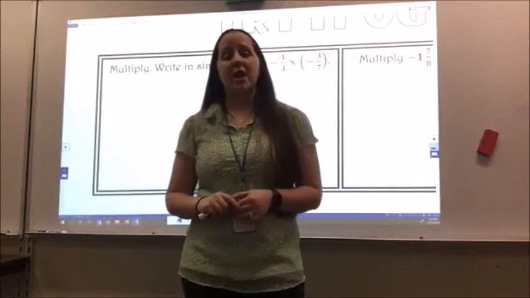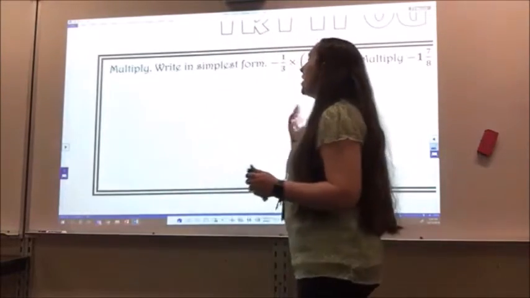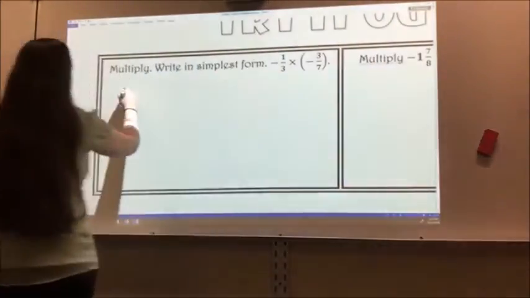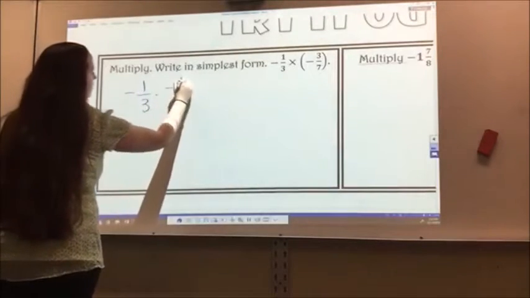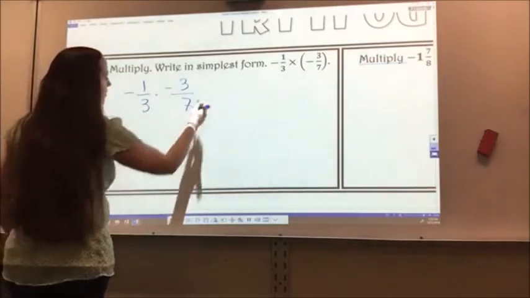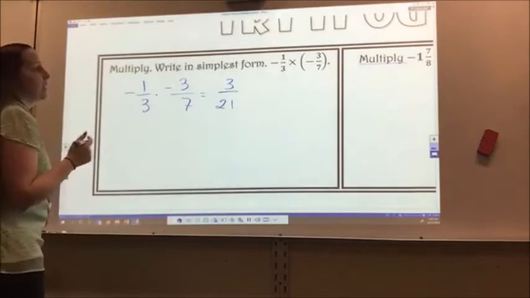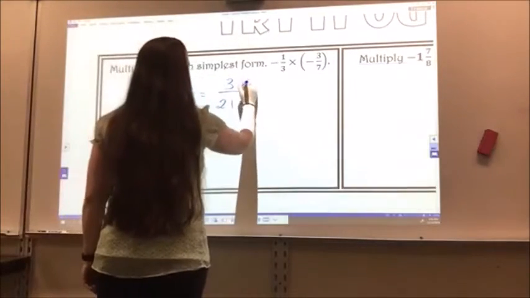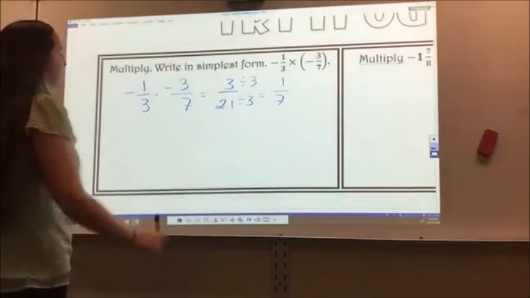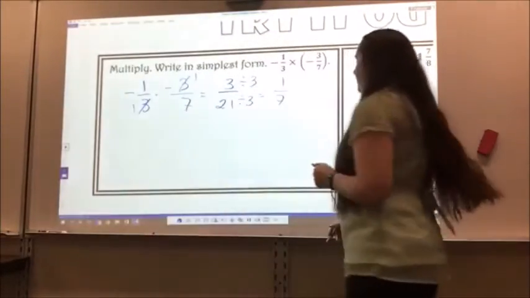Alright, now that you've had a chance to try out the try problems, let's go over the answers together. So the first question I have says multiply. Write in simplest form negative 1/3 times negative 3/7. So I can multiply straight across. Negative 1 times negative 3 is positive 3, and 3 times 7 is 21. Then I divide both numerator and denominator by 3, so I get 1/7. I could have also recognized that this cancels, and I would get 1/7 at the end as well.